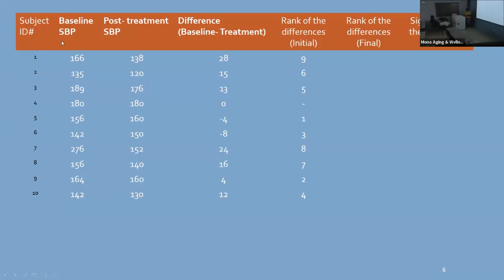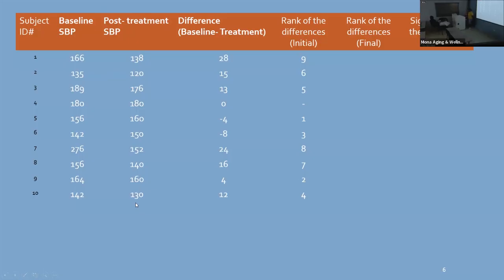Then we took their systolic blood pressure readings. So for example, patient number 1, their initial SBP was 166, number 2, 135, number 3, 189, and so on. And then the researcher administered the drug and determined their SBP again. So we have the third column, post-treatment SBP. So 132 for patient 1, 120 for patient 2, 176 for patient 3, 180 for patient 4, 160 for patient 5, and so on.